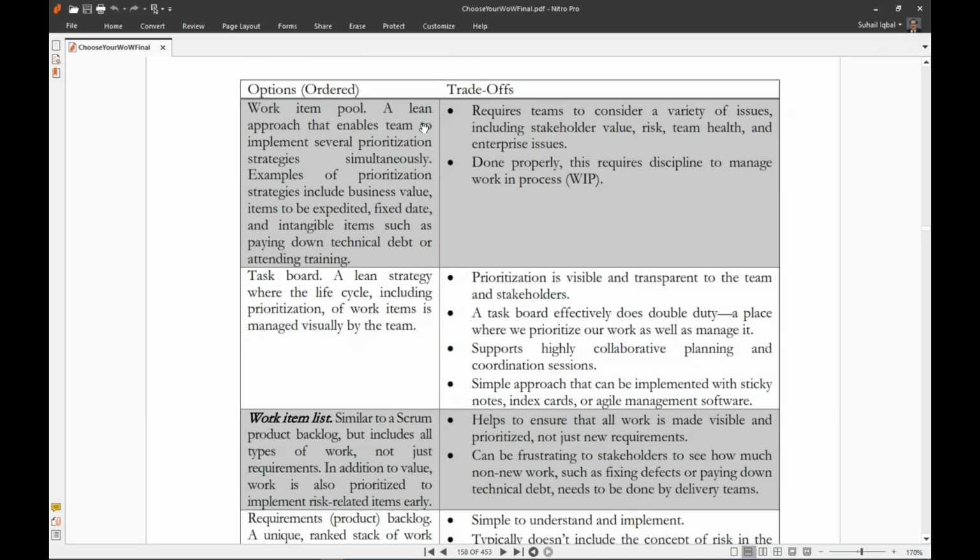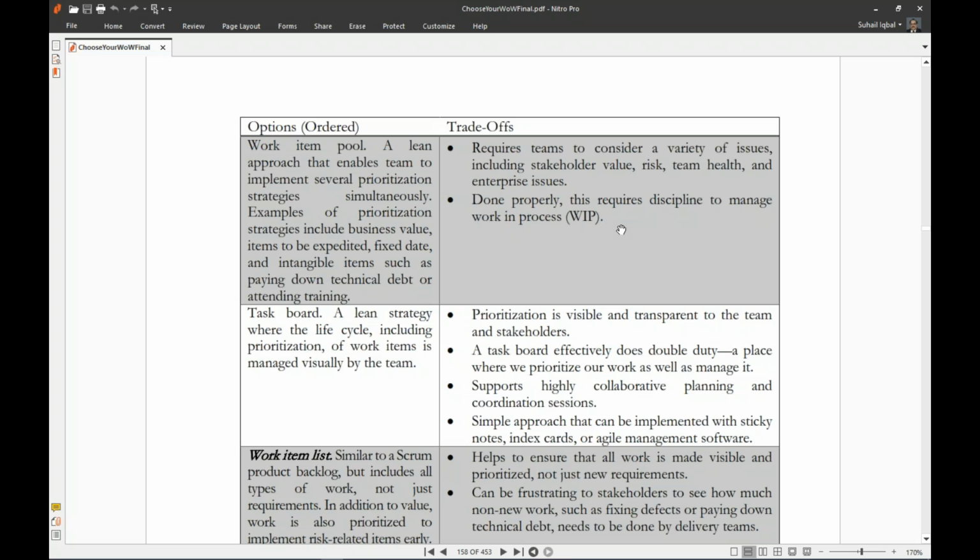So here we have the work item pool, a lean approach that enables teams to implement several prioritization strategies simultaneously. Examples of prioritization strategies include business value, items to be changed, fixed dates, and intangible items such as paying down technical debt or attending training. Trade-offs require teams to consider a variety of issues including stakeholder value and risk.